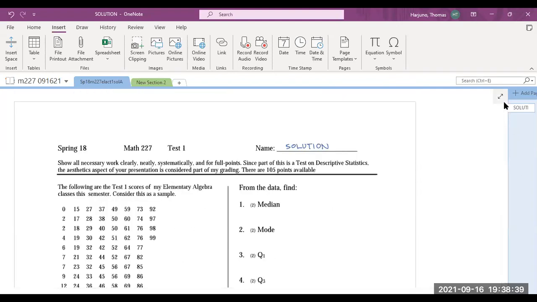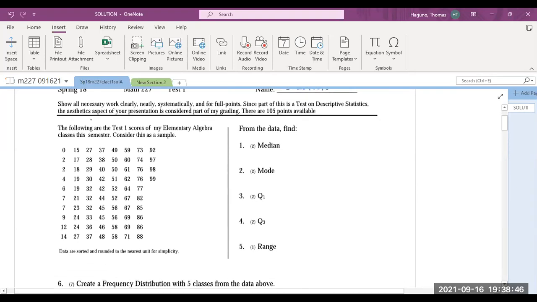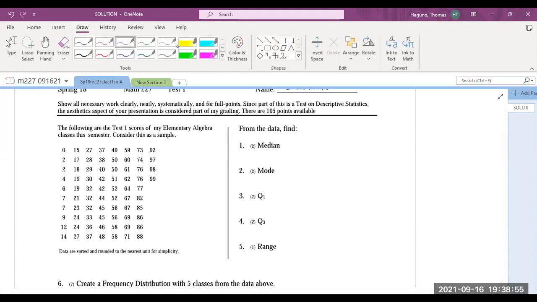Okay, let's work on this first then. Let's start. The following are test 1 scores of my elementary algebra classes this semester, from spring 18. Consider this as a sample. So what is the sample size? Each column here is 10, so 10, 20, 30, 40, 50, 60, 74.